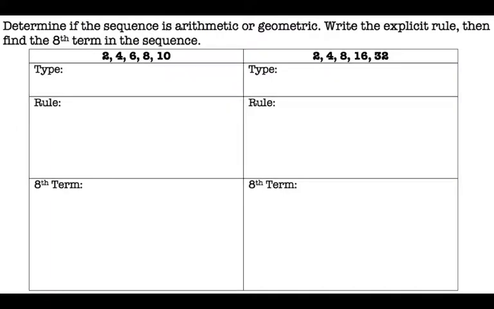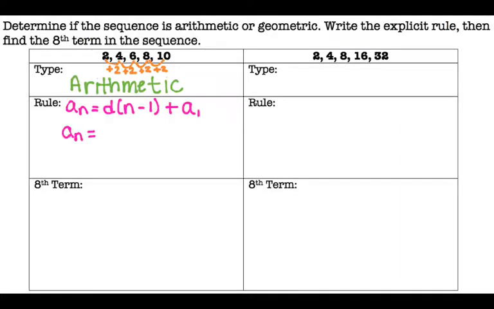All right, determine if the sequence is arithmetic or geometric. Write an explicit rule, then find the 8th term in the sequence. So our first set, we have 2, 4, 6, 8, 10. So we can tell that this is increasing by 2 every time. So if it's increasing by plus 2, that would make it arithmetic. Okay, and my rule is a sub n equals d times n minus 1 plus a sub 1. So my common difference, d, is 2 times n minus 1 plus my first term, which is 2. Then I can distribute, that would give me 2n minus 2 plus 2. Minus 2 plus 2 becomes 0, so this just becomes a sub n equals 2 times n.